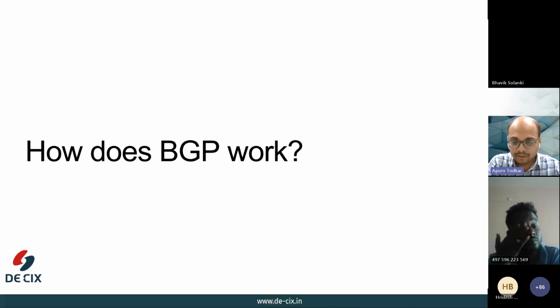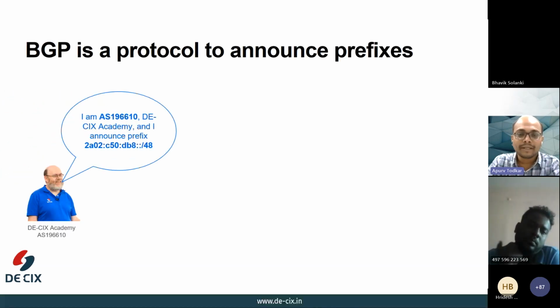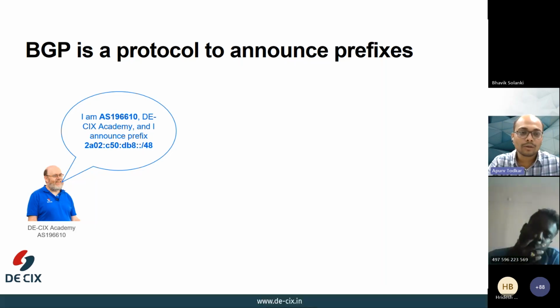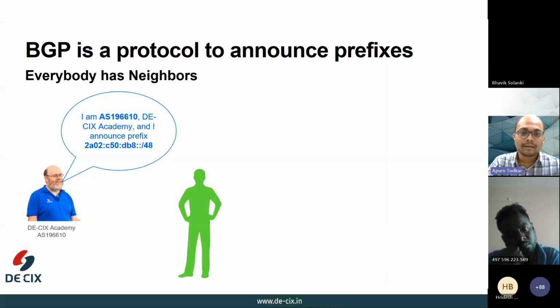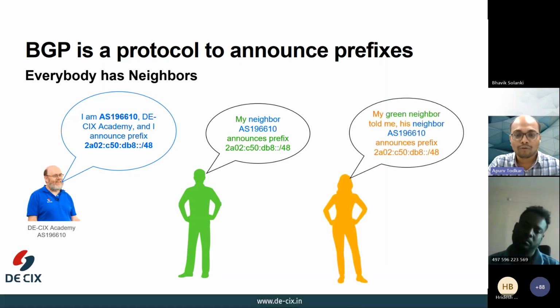So you must be having a question: how does BGP basically work? How does BGP deal with IP prefixes? As I mentioned, BGP announces prefixes to its neighbors. For example, let's say that on the left-hand side, this is me representing the DE-CIX Academy with an autonomous system number of 196610. I announce a prefix to my neighbor. My neighbor, shown here in green, receives the announcement and notes that AS 196610, that is the DE-CIX Academy, has announced this prefix. The neighbor in green re-announces this prefix to all of its neighbors.